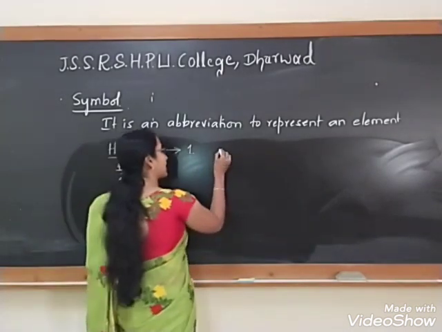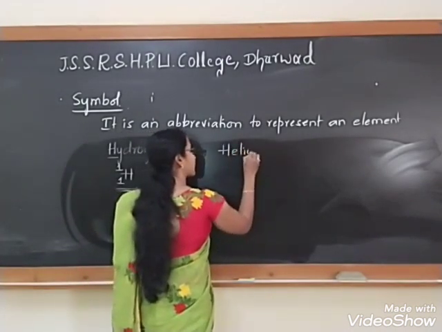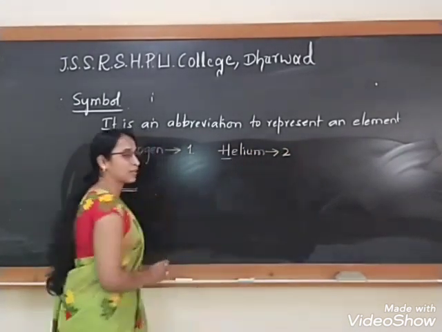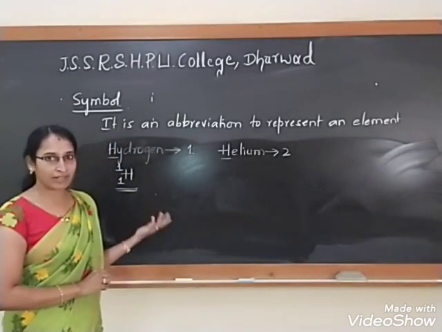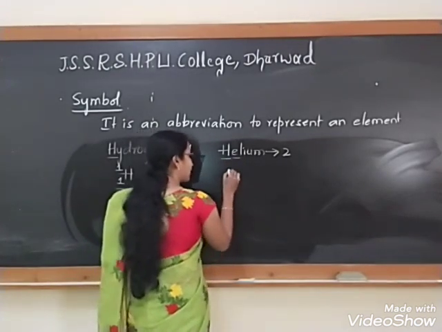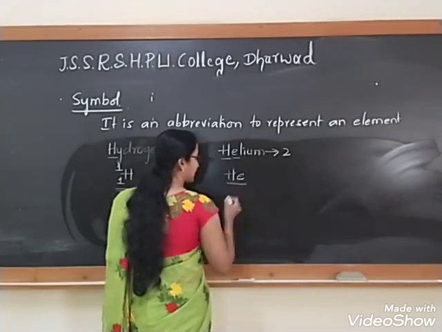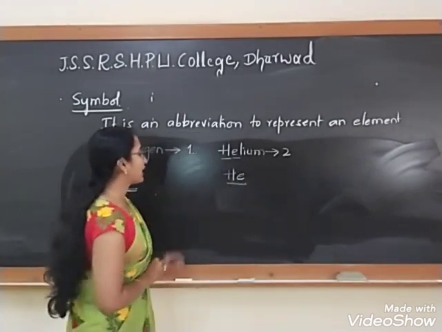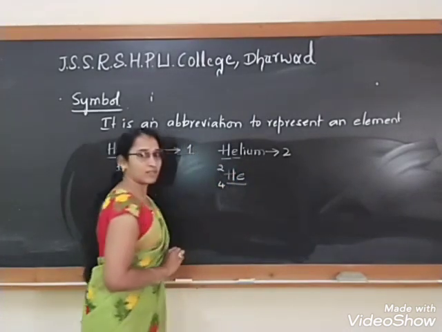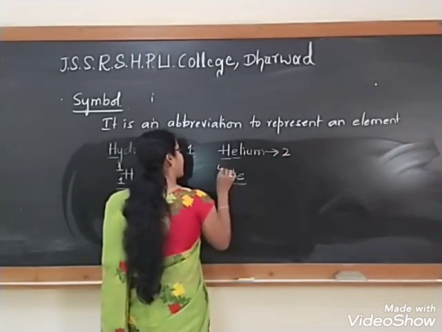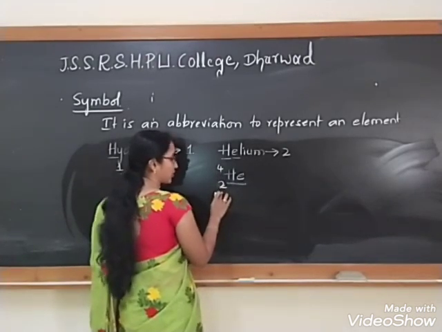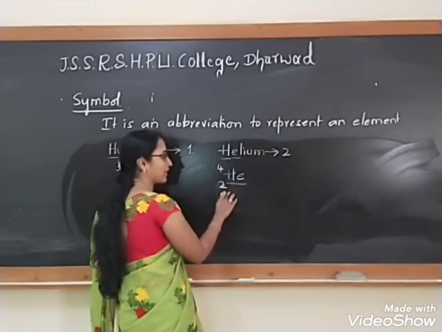Similarly the second element, helium, has atomic number 2. Here the first letter is capital H, which we have already used for hydrogen, so we have to consider the next letter of the element, that is e. The first letter should be a capital letter and the second letter should be a small one. So this is the symbol for helium. Its representation is 4 and 2: the atomic mass is written at the top and the atomic number at the bottom.